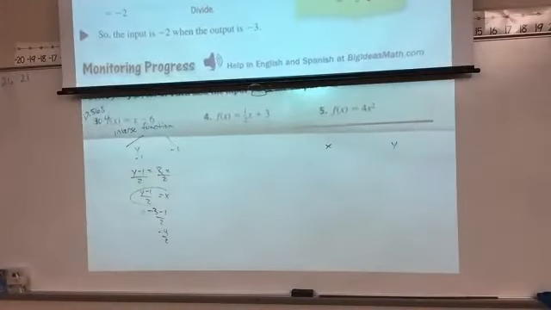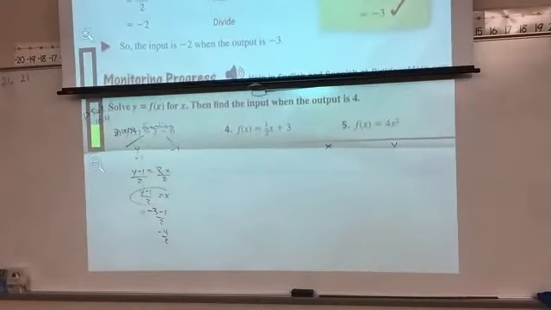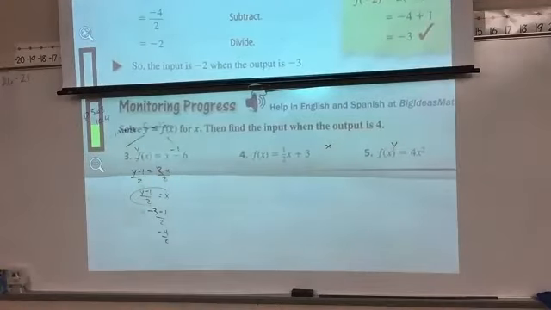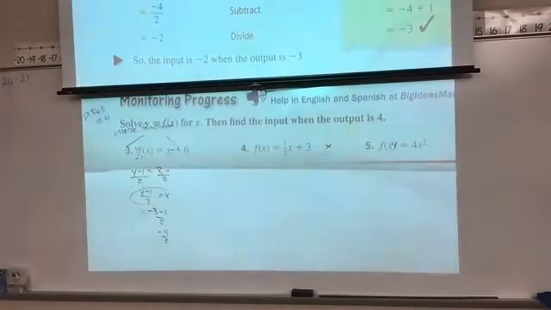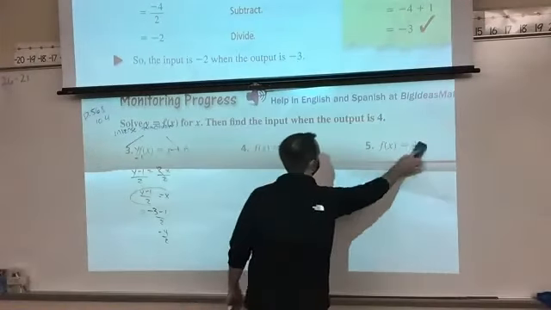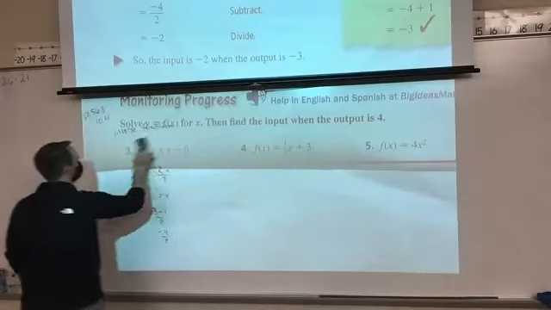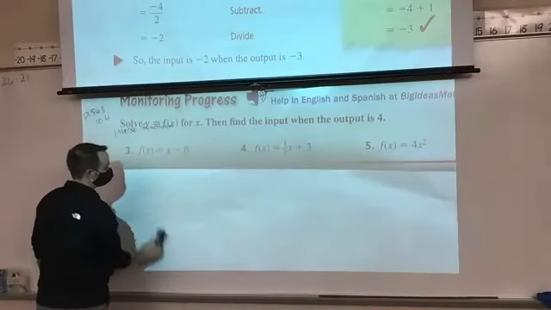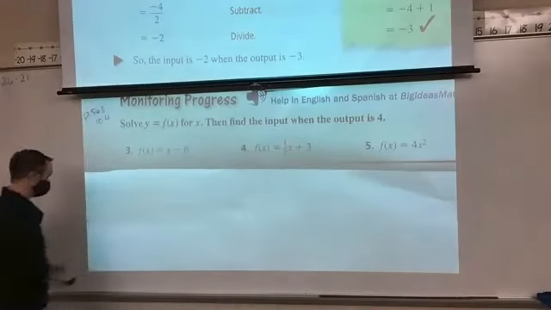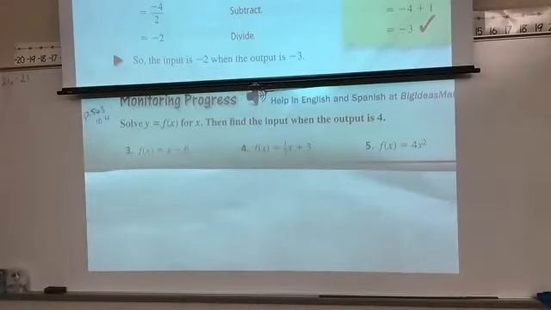All right, what's your practice with? Okay, we got 3 of them here. You're going to solve for x first, and then you're going to plug in a 4. Okay, but you're going to solve for x first. You're going to get x by itself for each one of these. First 2 we should be okay with. That third one, we're going to give it a shot, and then we'll talk about it.